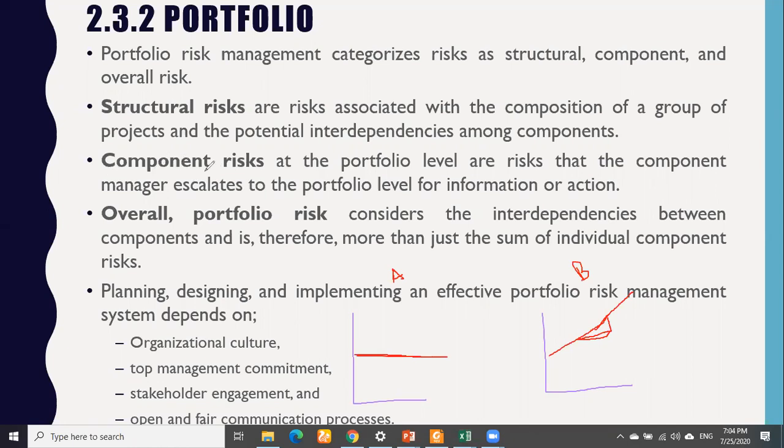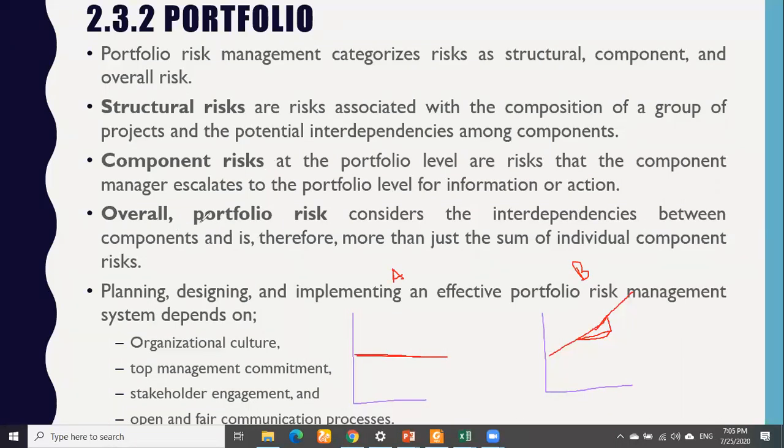Then the second point is the portfolio risk management is categorized into structure and component level. So what is component risk? At the portfolio level, these are risks that the component manager escalates to the portfolio level for information or action. Right? So under the portfolio, there are different programs. So now they will be focusing on what type of components, that is programs, could escalate risk towards the portfolio. That will be known as component risk.